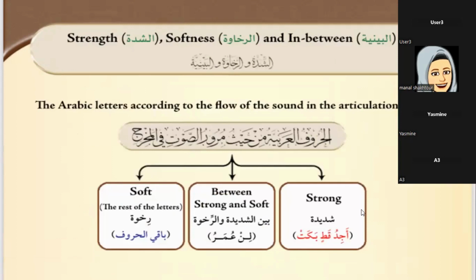All right. Strength, softness, and in between. The Arabic letters according to the flow of the sound in the articulation point. Either it flows smoothly or it flows partially or it doesn't flow at all. So the ones that don't flow at all, أجد قط بكت. Poor cat. The in-between ones is Lin Umar: Lam, Nun, Ain, Mim, Ra. 5. The rest of the letters are Rikhu, soft, meaning the air flows at the articulation point.